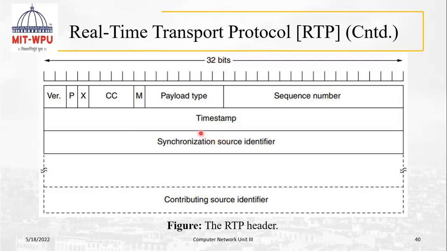Again, in the contributing source identifier, let's say the current server is contributing to the live streaming out of 10. Let's say the fourth server is contributing, that identifier is there. But in that fourth server, there are multiple stages where the video is getting transmitted. Not only one channel, through multiple channels, it is getting broadcasted.